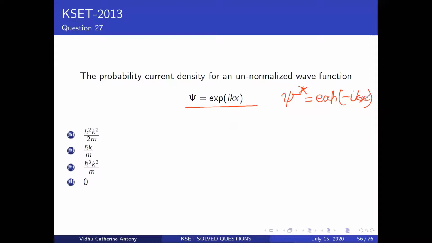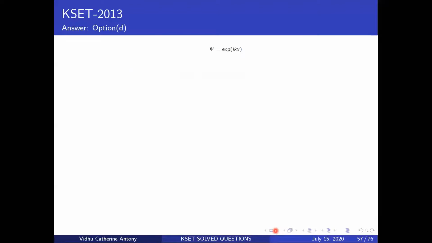Now you need to remember by heart the definition of your probability current density. So that's what we're going to look at. You've got minus i h cross divided by 2m, and you've got a del of this function here. And this basically is not a divergence, so you have a gradient here.